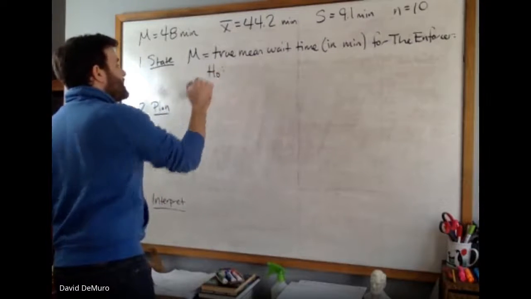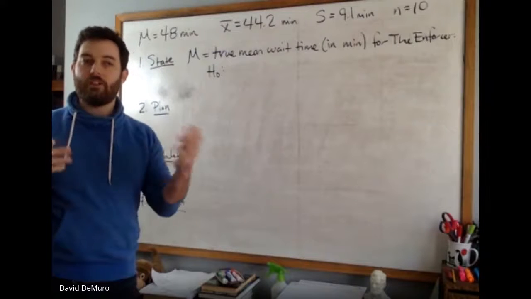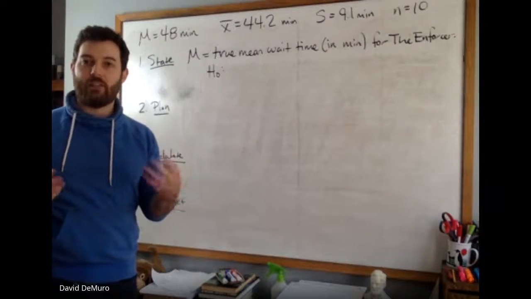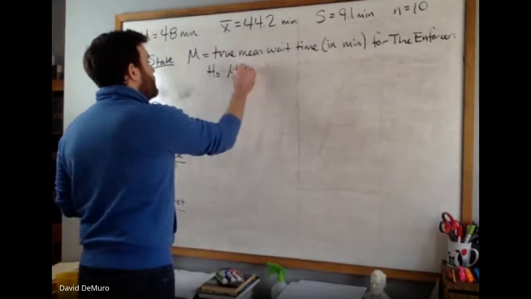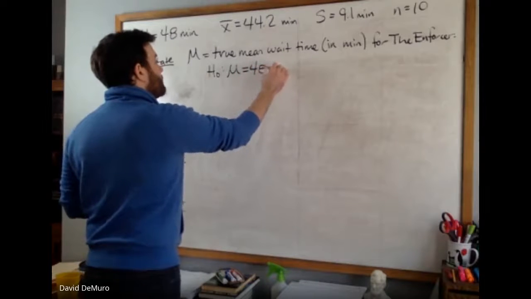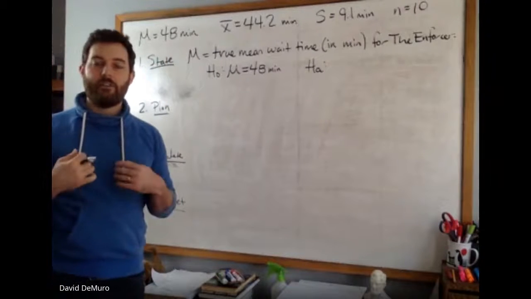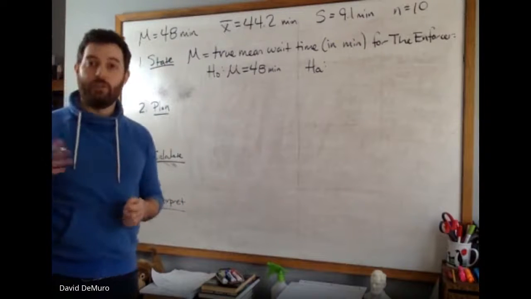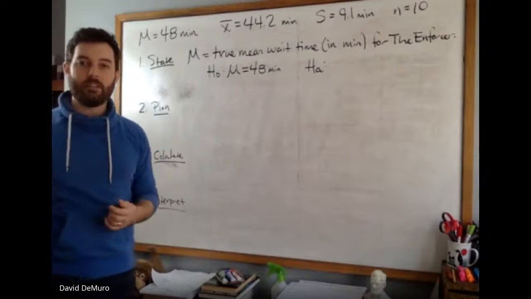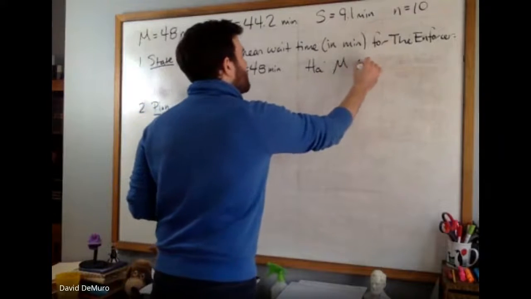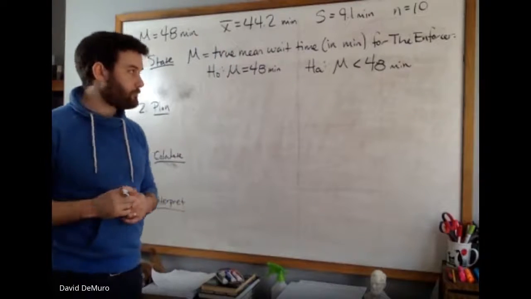Our null hypothesis is the hypothetical wait time that we're testing against. And in this test, we won't change our minds about the 48-minute wait time unless there's evidence or reason to do so. So our null hypothesis would be that mu equals 48 minutes. The alternate hypothesis is what we're trying to find evidence for, that our now true mean wait time is somehow different from 48 minutes. And in the problem, it explained that we're looking for a decrease in that time. So mu is less than 48 minutes will be our alternate hypothesis.